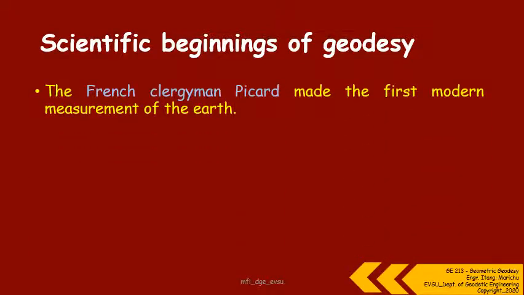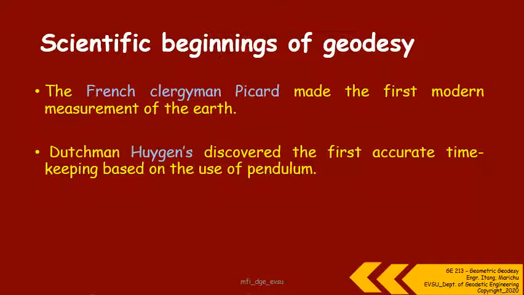Another, we have Picard, who made the first modern measurement of the Earth. He measured the meridian arc length through Paris. He was the first man to use the telescope with crosshairs and obtain the radius of the Earth, and aided Newton's concept of the shape of the Earth, which is a spheroid. We have another, Huygens. He discovered the first accurate timekeeping based on the use of the pendulum.